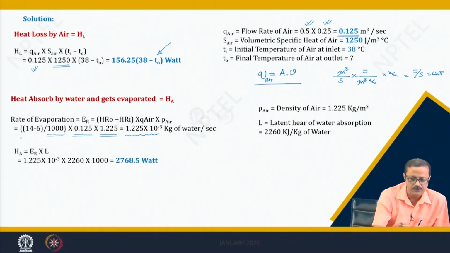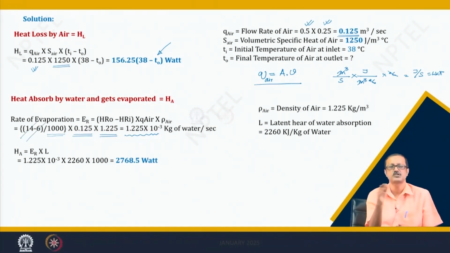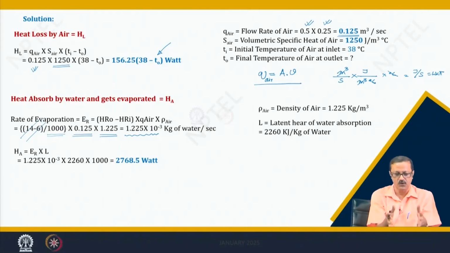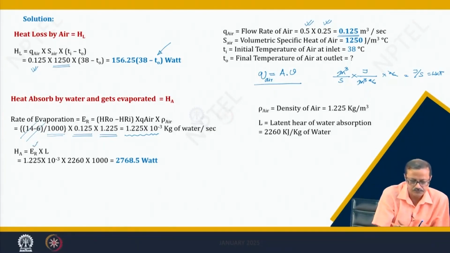that much water changes from 14 to 6 is the change of the moisture content of the air, and this moisture content change is applicable on a flow of 0.125 meter cube per second with some density. So, that means this much, 1.225 into 10 to the power minus 3 kg of water per second, is evaporated out, right. So, that is your ER.